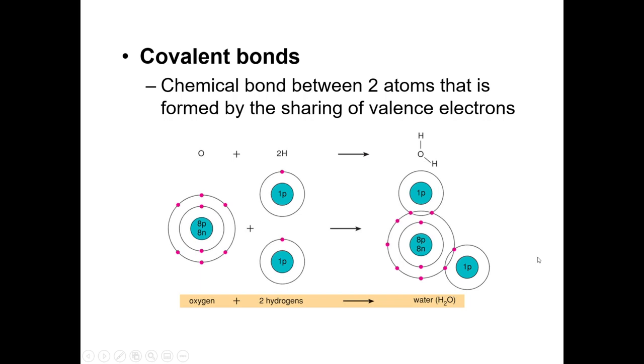Then there is something called a covalent bond. These are chemical bonds between two atoms that are formed when you have sharing of valence electrons. The other one was kind of a steal. In the ionic, you can think of it as someone kind of stealing. The chlorine kind of sucked that one over. He kind of stole it.